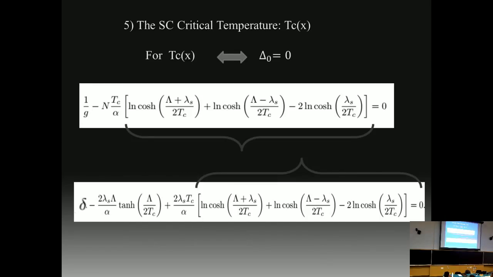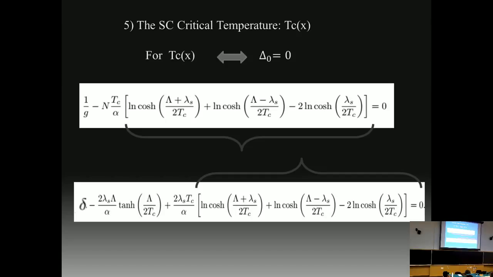So if we compute those integrals for delta 0 equal to 0, we get Tc. In order to get Tc, we put the superconducting parameter to 0, which means we are on the verge of the superconducting transition. So this is what the gap equation gives, and this was the doping equation. We have these two pieces which are equal.